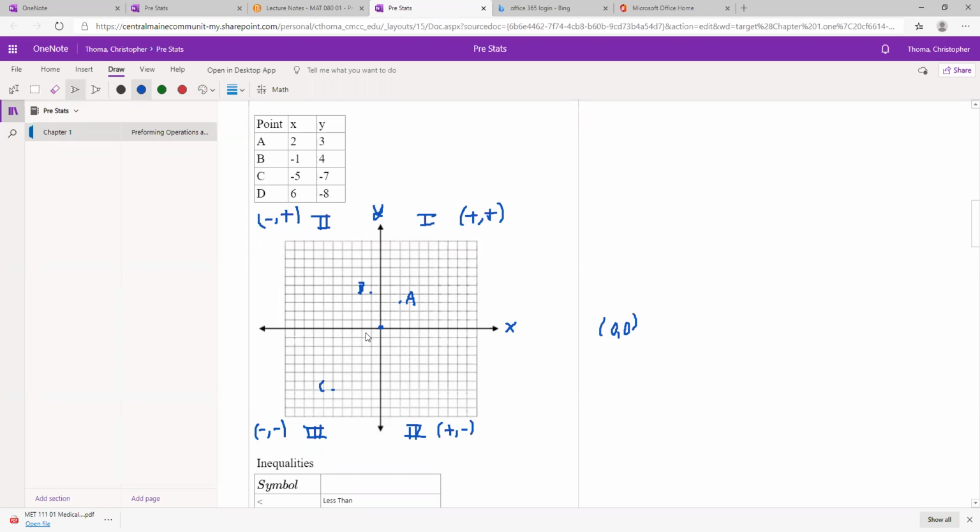And lastly, D. I have a +6, so that goes to the right 6. 1, 2, 3, 4, 5, 6. And then down 8. 1, 2, 3, 4, 5, 6, 7, and 8. And there is our final point, point D. Any questions on how we graph? Okay.